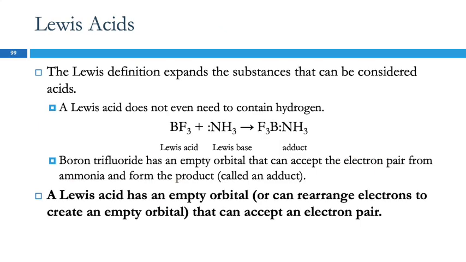Why do we need this definition? It expands the substances that can be considered acids. So in organic chemistry especially, we'll have interactions that are really acid-base reactions, but there's no hydrogen involved. And so then how do we identify which is which? A Lewis acid doesn't have to have hydrogen. With the other two definitions, you've got to have a hydrogen there, right, in order to form hydronium ion or to donate a proton. So here, NH3 is a base.